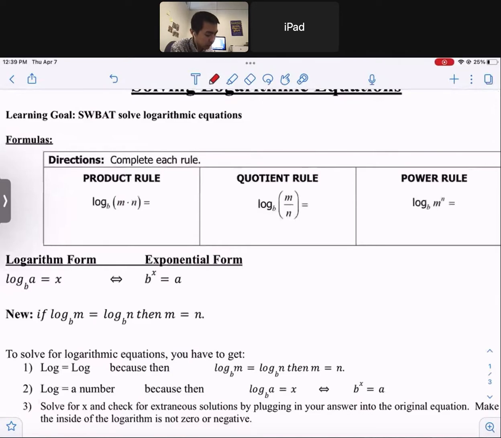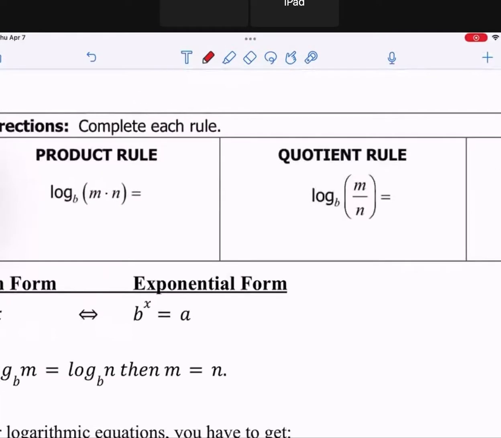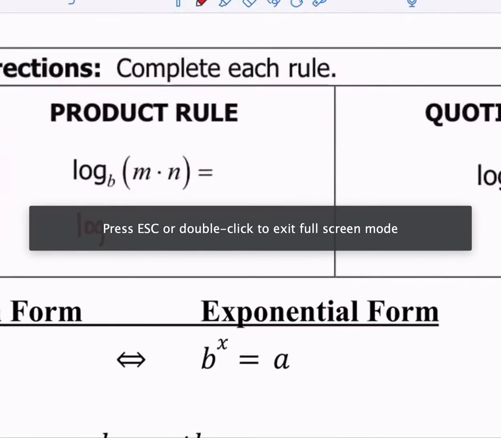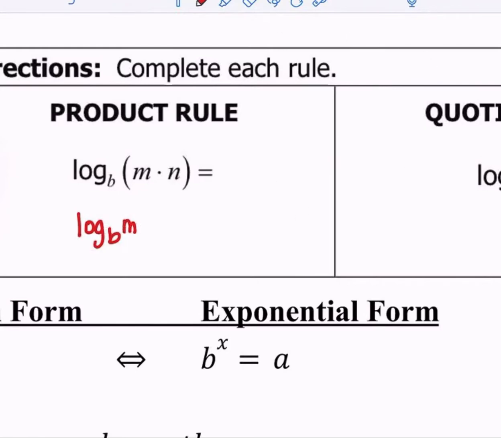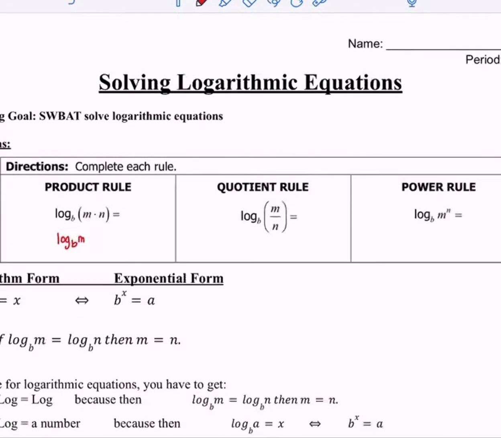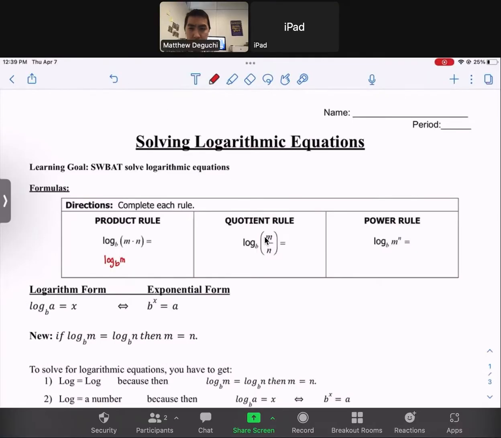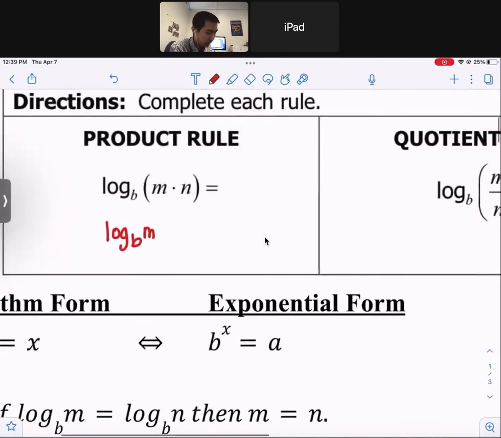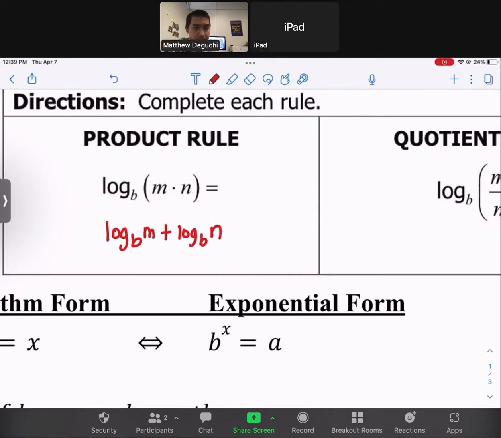Here's the product rule. If we have log base b of m times n, that's going to be log base b of m plus log base b of n. So that's the product rule.